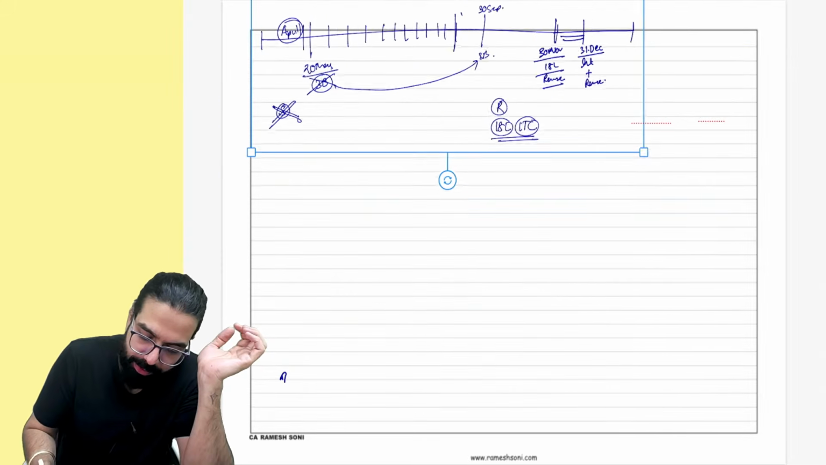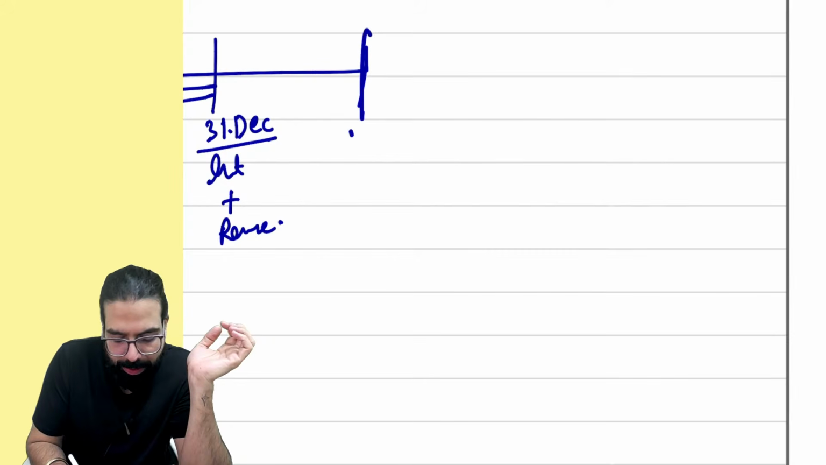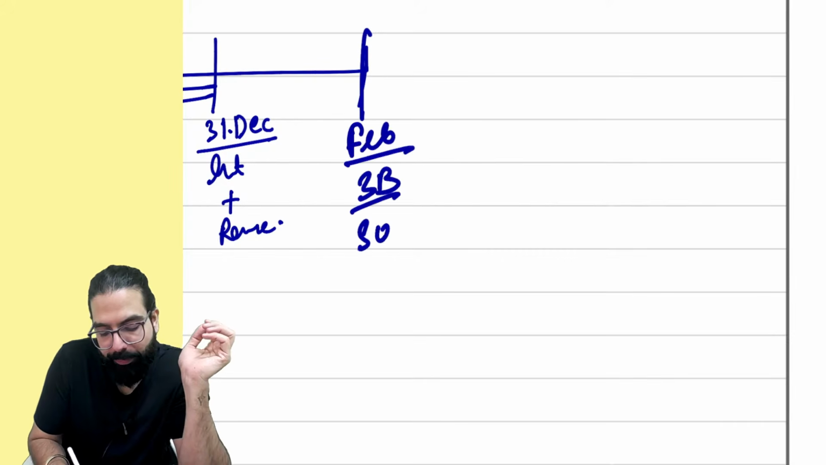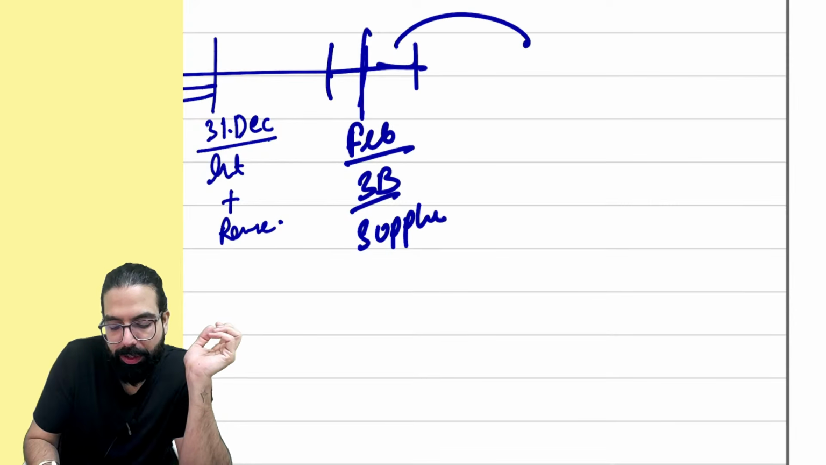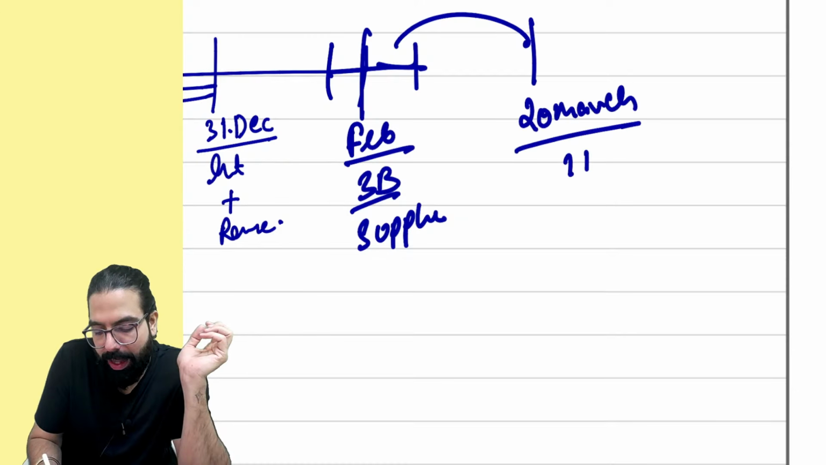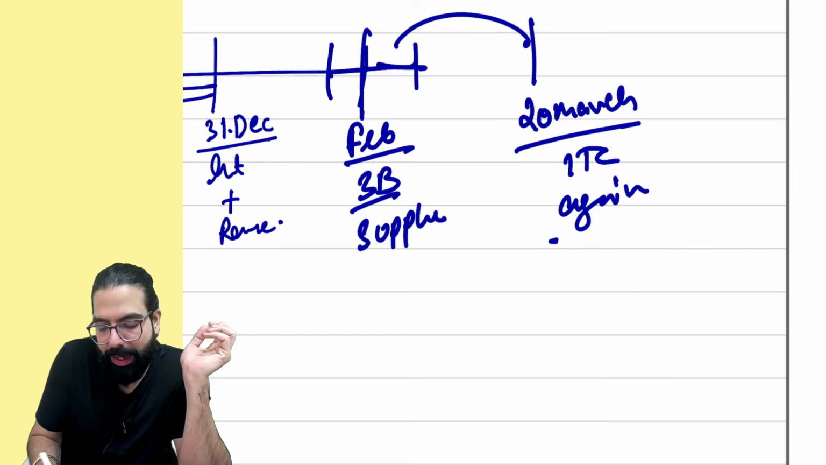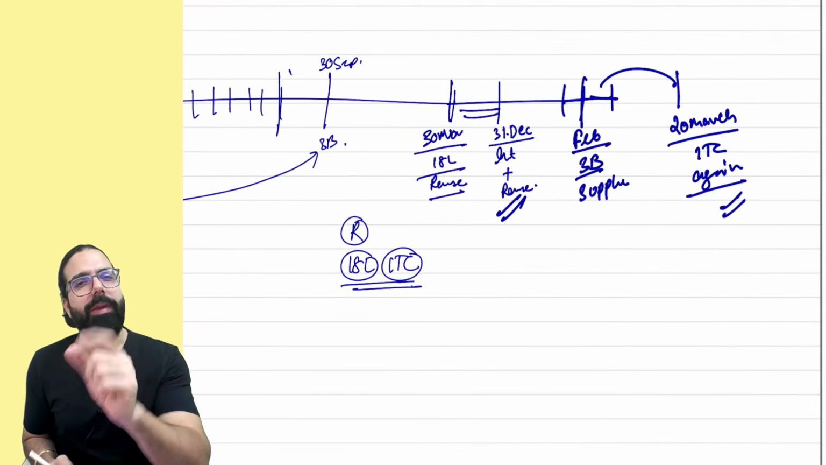Sir, what if my supplier later went in and filed the return? I already reversed and then he filed the return. Then what will happen? If your supplier later filed the 3B in the month of February, then when you are filing your return on 20th March, I can take the ITC again. What I had reversed over here, I can take it back. Please tell me, are we all clear?